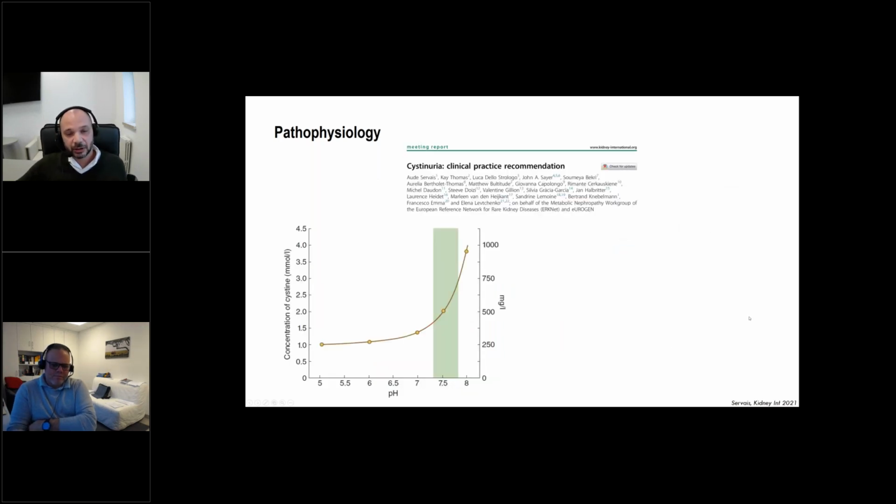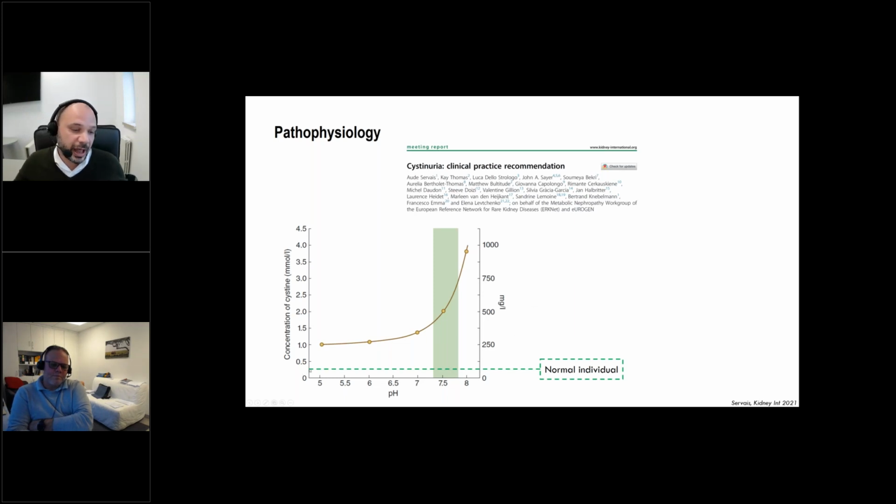In turn, this gives rise to a picture of nephrolithiasis and crystal formation. The reason for this, we can speculate on this plot that I found in this clinical practice recommendation on cystinuria by the ERKNet and Eurogen groups led by Professor Aude Servais, which tells us that the solubility of cysteine, which is the amount of cysteine allowed to be in soluble state in urine, is a function of urinary pH, and it increases at higher values of pH.